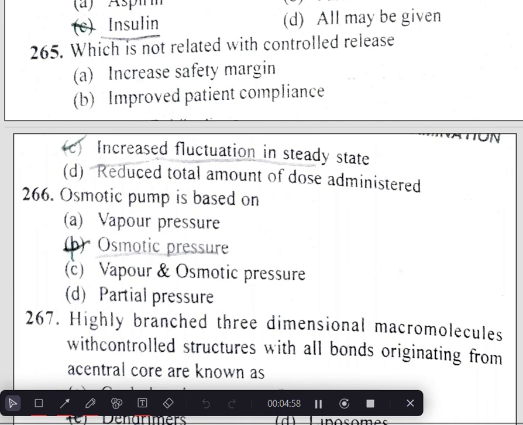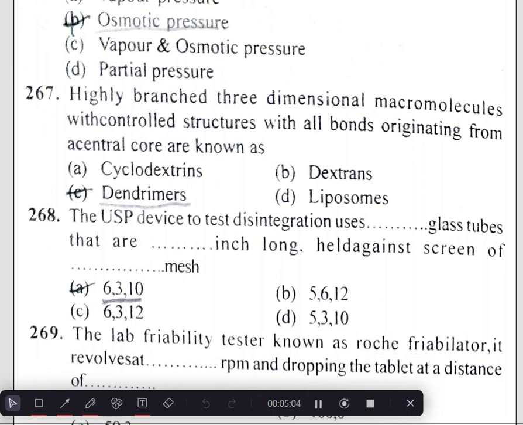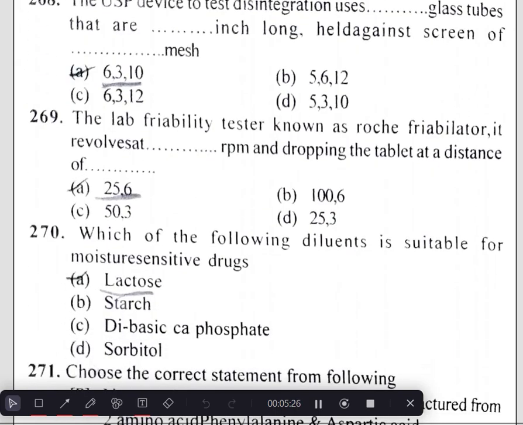Osmotic pump is based on osmotic pressure. Highly branched three-dimensional macromolecules with control structure with all bonds originating from a central core are known as dendrimers. The USP device to test disintegration uses six glass tubes that are 3-inch long held against the screen of 10 mesh size. The lab friability tester known as Roche friabilator revolves at 25 rpm, dropping the tablet at a distance of 6 inches.